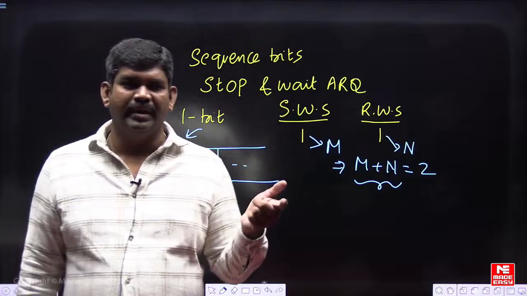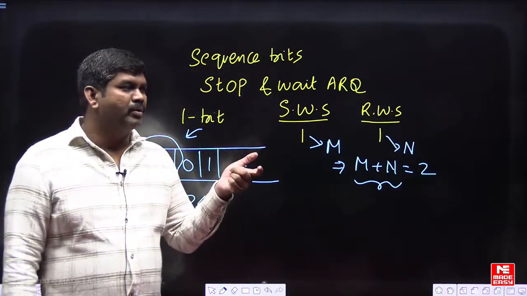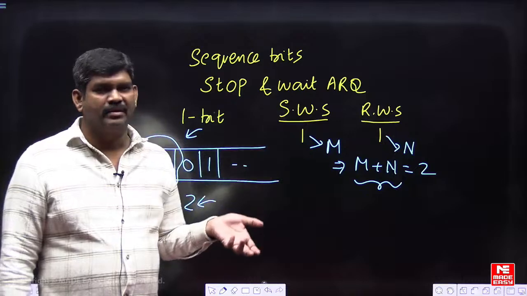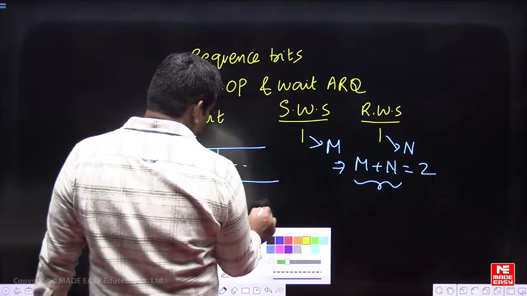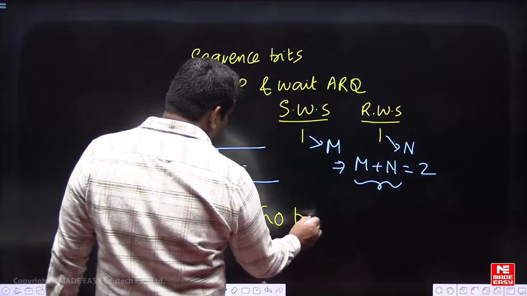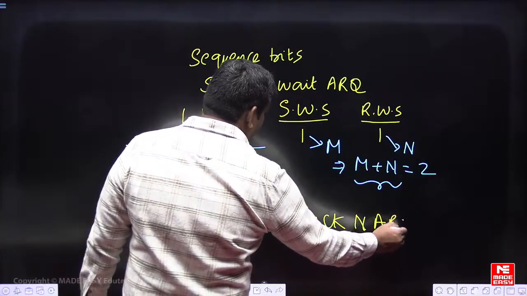So it is not only applicable to this stop and wait ARQ. If you want to increase the throughput, you can go for go back N ARQ. Suppose I have gone for go back N ARQ.